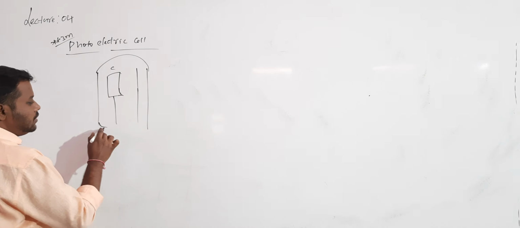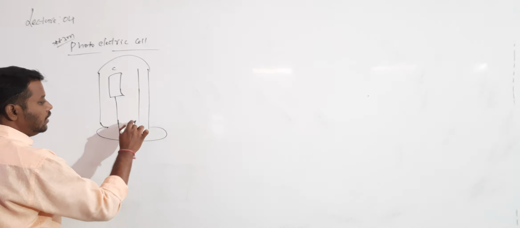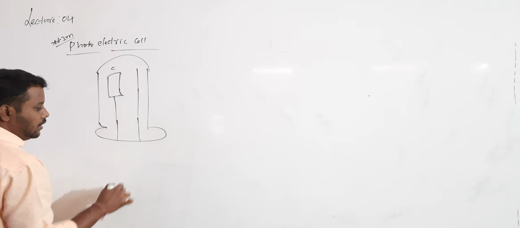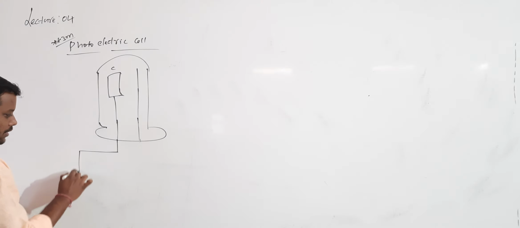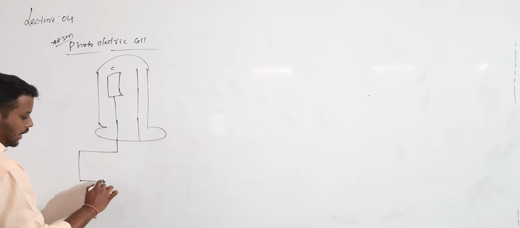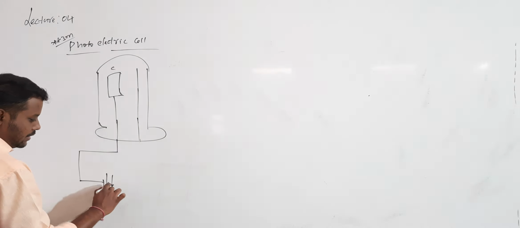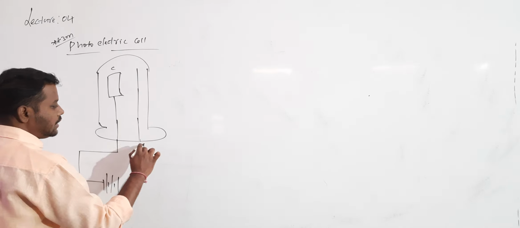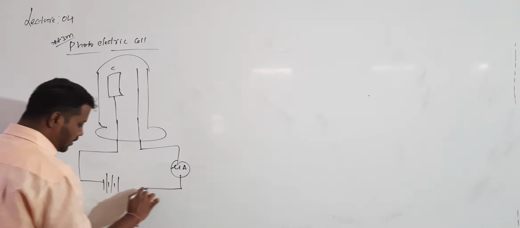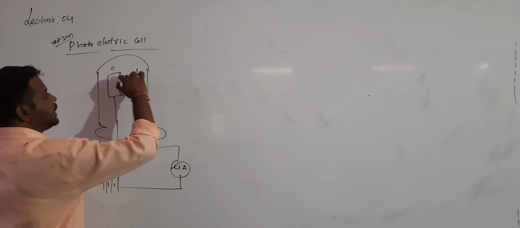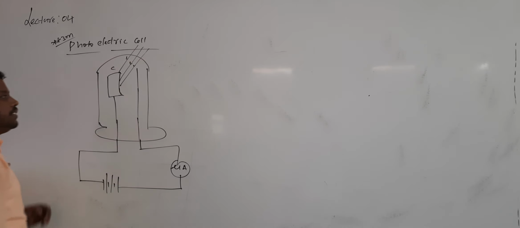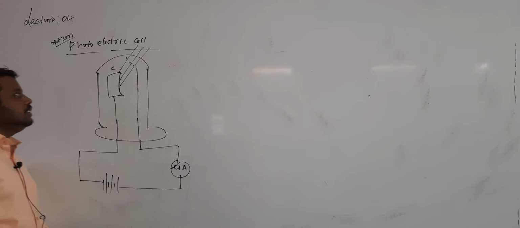It has an insulating base provided, with pins. Through these pins we can connect it to an external source. The cathode is connected to the battery's negative end, like this set of batteries, and the anode is connected to the battery's positive end with a microammeter. The cathode is exposed to radiation, and radiation of suitable frequency is allowed to be incident on this cathode.